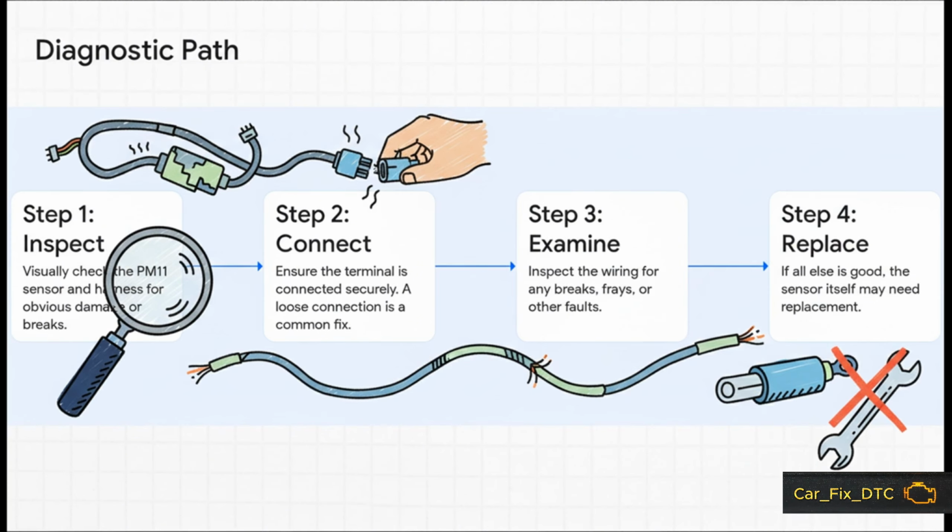Always start with step 1, a simple visual check. Get your eyes on it. Look for any obvious damage, cracks, burns, anything like that. If you don't see anything, move to step 2. Physically check the connection. Wiggle the plug. Is it tight? Then, for step 3, you can start tracing the wiring back, looking for any breaks or frays, and only after you've ruled all that out should you even think about step 4, replacing the sensor itself. Following this order could save you a ton of time and, let's be honest, money.